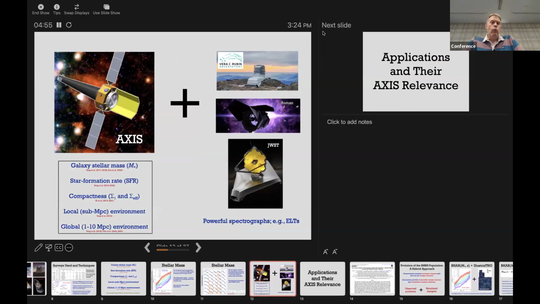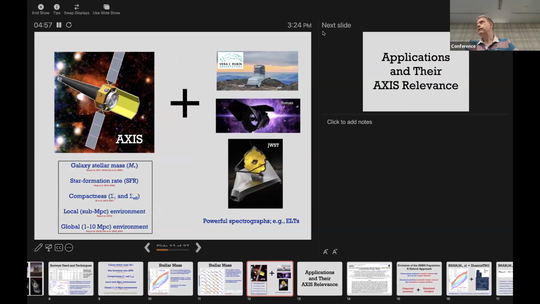And then, how does AXIS come in? Obviously, first of all, AXIS could be used to extend these types of correlation studies with much improved samples. One could envision taking the superb AXIS data and linking them up to data from Rubin, from Roman, from JWST, from powerful wide-field spectrographs, or narrow-field spectrographs on the ELTs, and advance this type of work in general. We've had a pretty good bash at it already, but there's still a lot that could be done there.